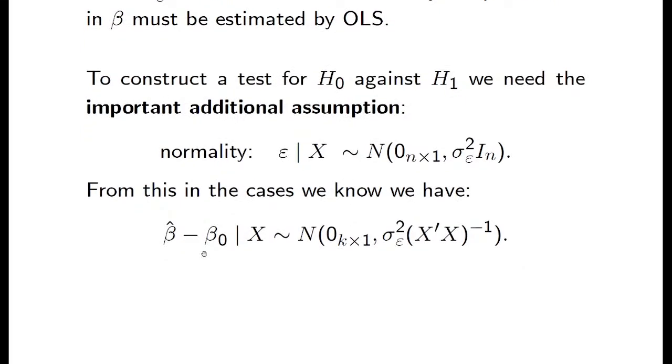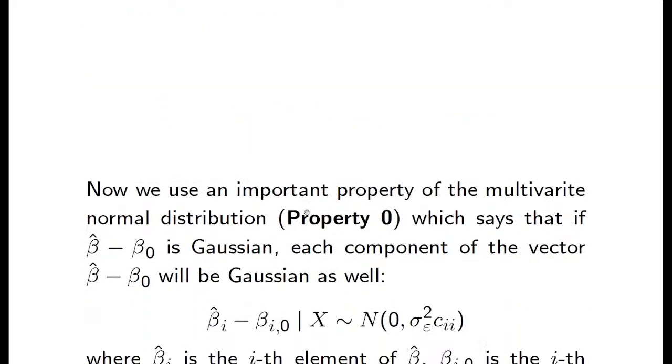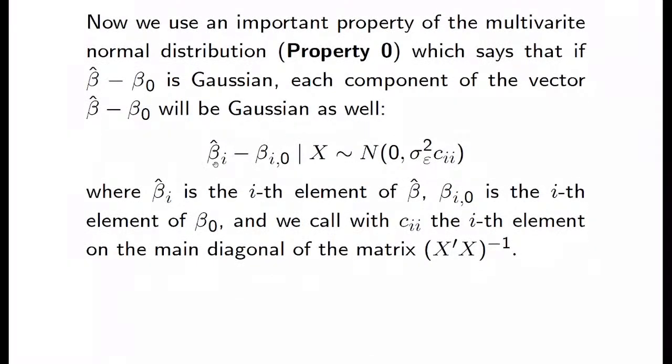Now, from this setup, we know that the OLS estimator is normal as well. And you remember I said at a given point I will mention property 0. Property 0 says that the coefficient i minus the true value of coefficient i given x is normal with this variance. And again, what was written by hand on my previous slide is now written here. What is this C_ii? It is the matrix X prime X inverse, with its main diagonal. I'm selecting just the element ii on this main diagonal, and I'm taking the square root, and that's it.